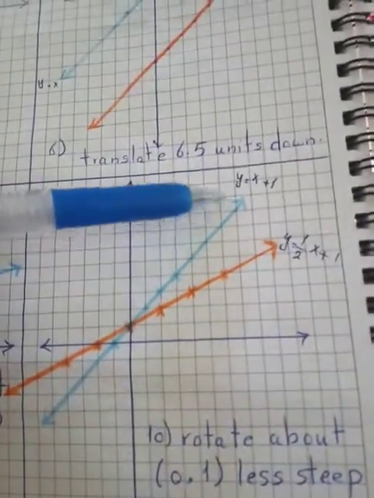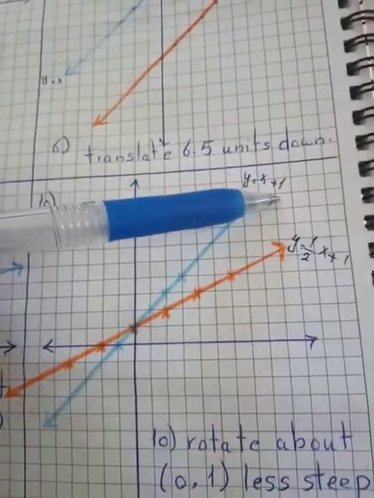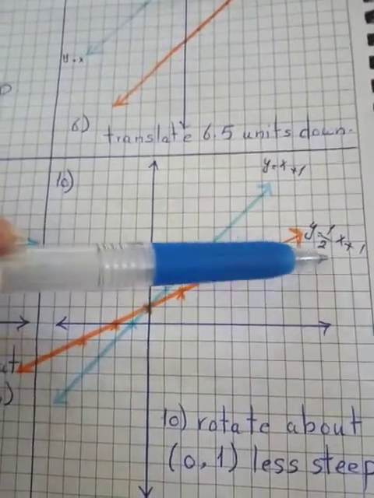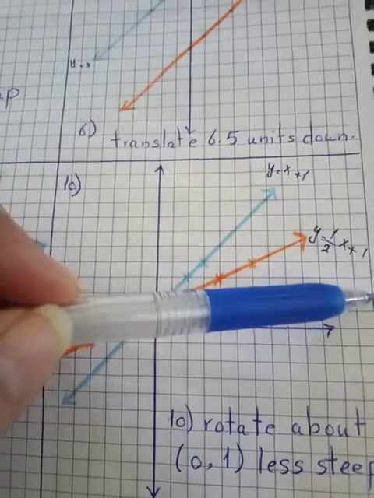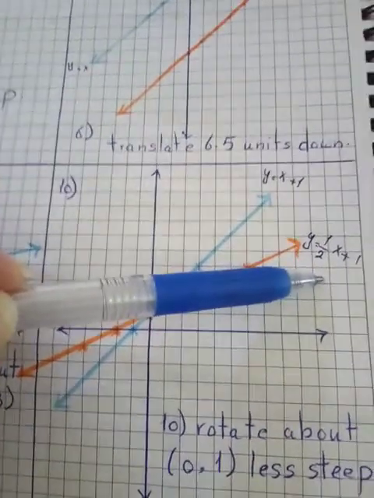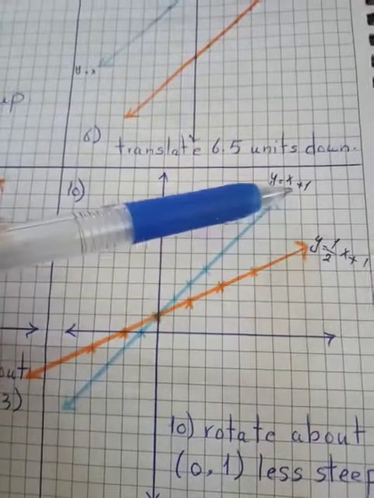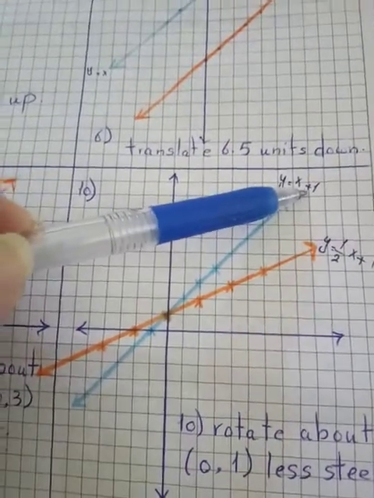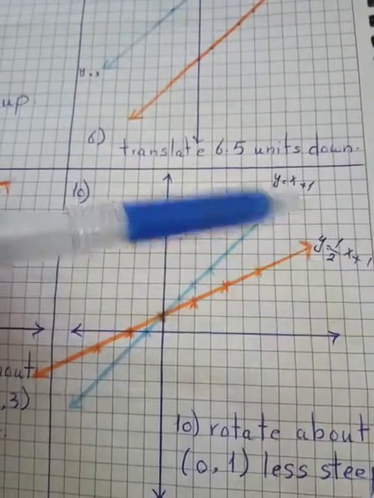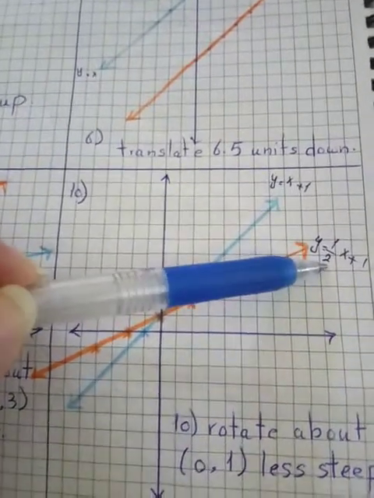Okay, look at number 10. What is the equation? y equal x plus 1, and here y equal 1/2 x plus 1. Same y-intercept and different slope, so it's a rotation. The line rotates about 0 and 1, and the line becomes less steep. Why less steep? Because the slope becomes less.